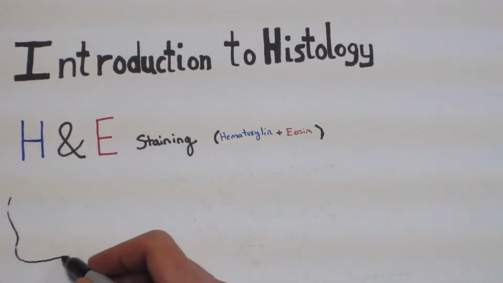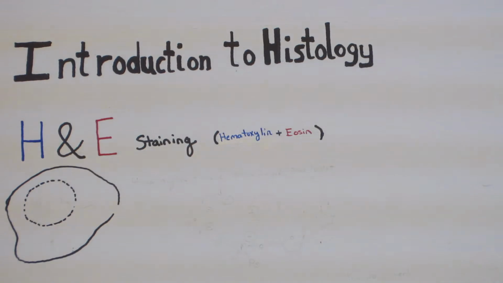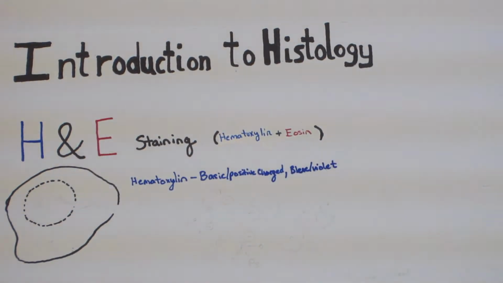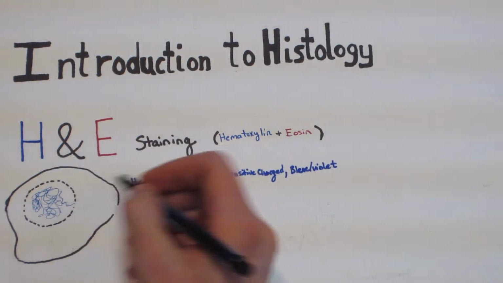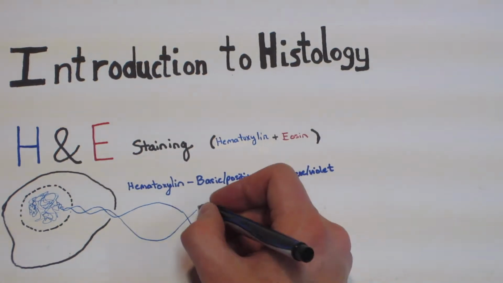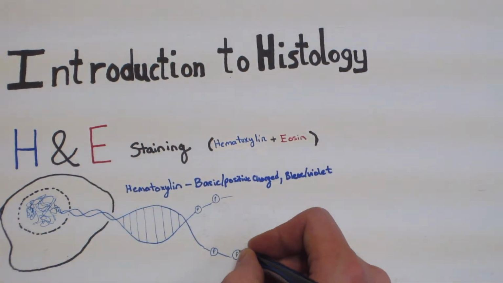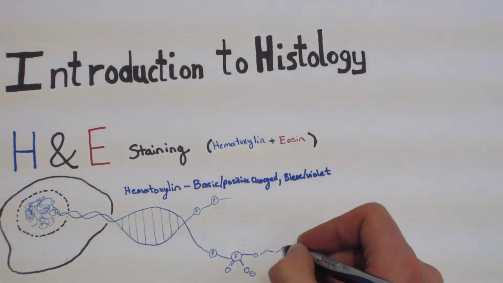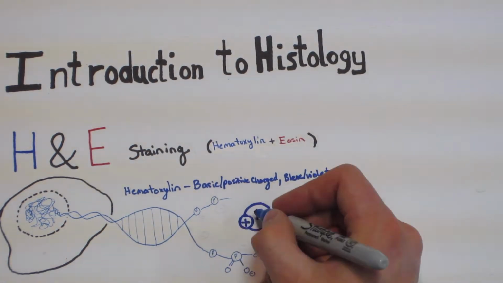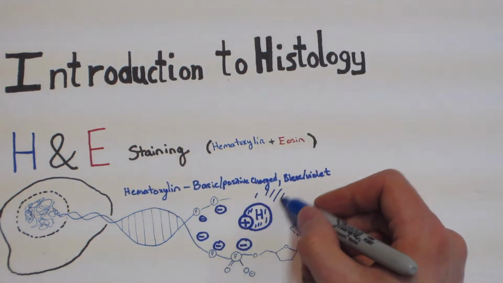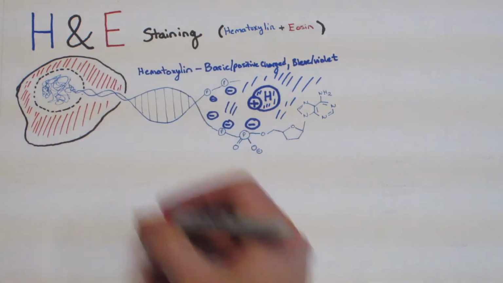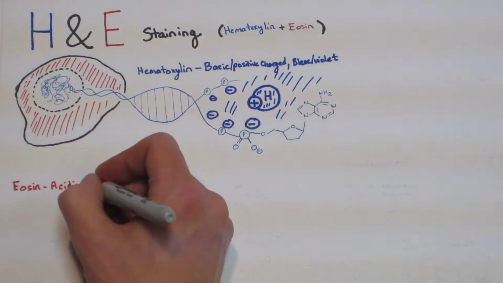Without staining, cells would be actually quite dull and translucent, so staining allows us to highlight details within the cell that otherwise wouldn't be present. So hematoxylin is a basic or positively charged stain, which typically appears a blue or violet color. Now, right now I'm drawing some DNA, and in particular you notice the phosphate and sugar backbone.